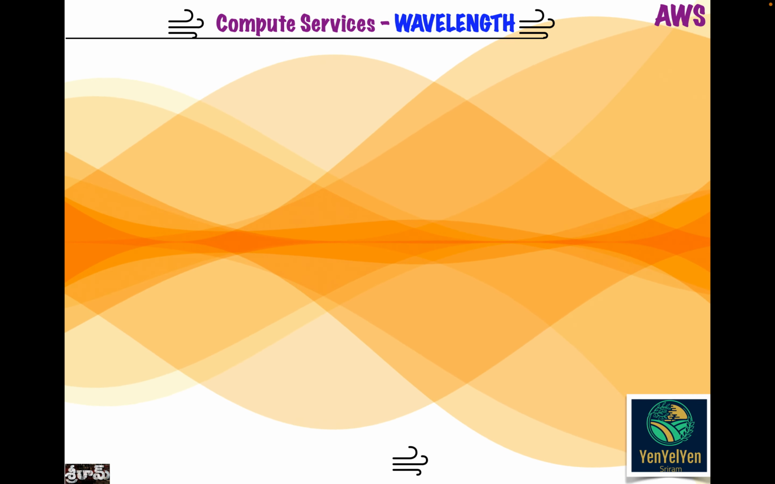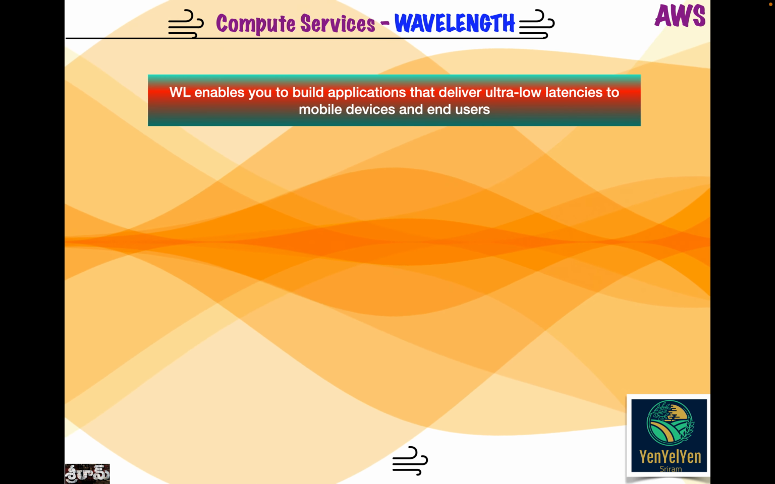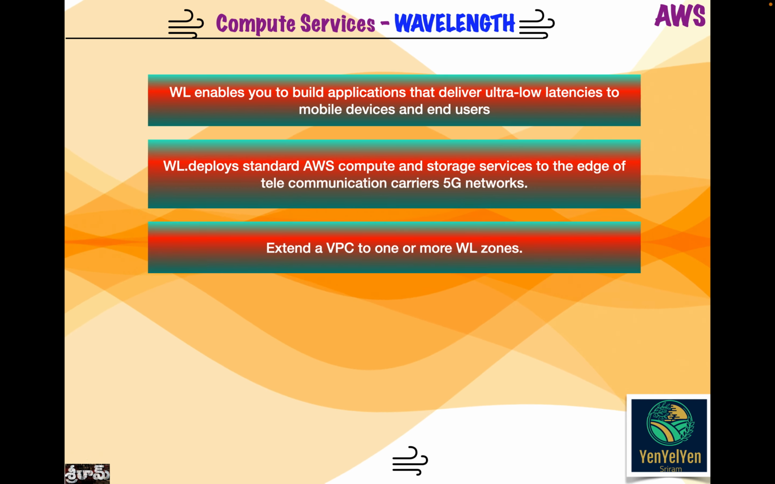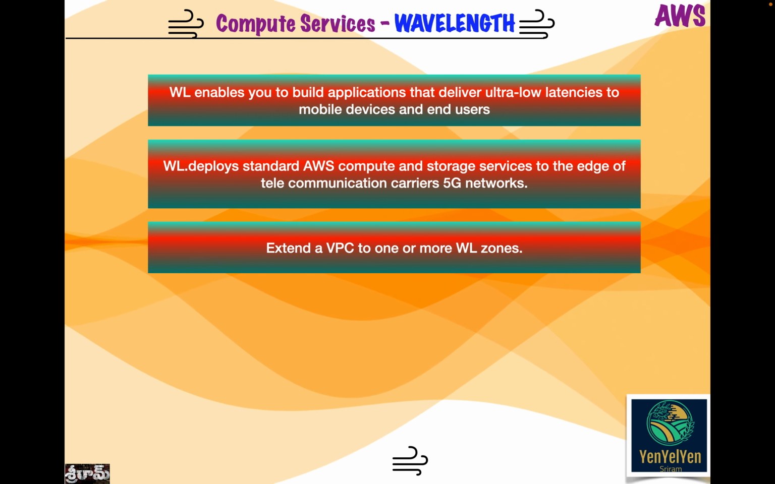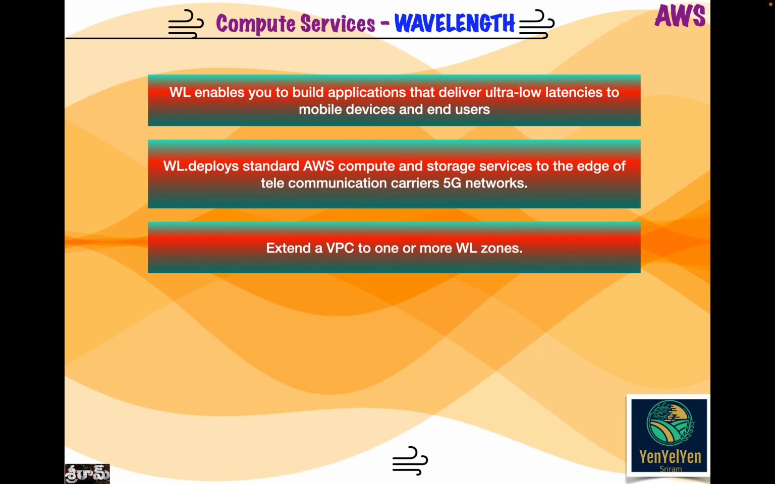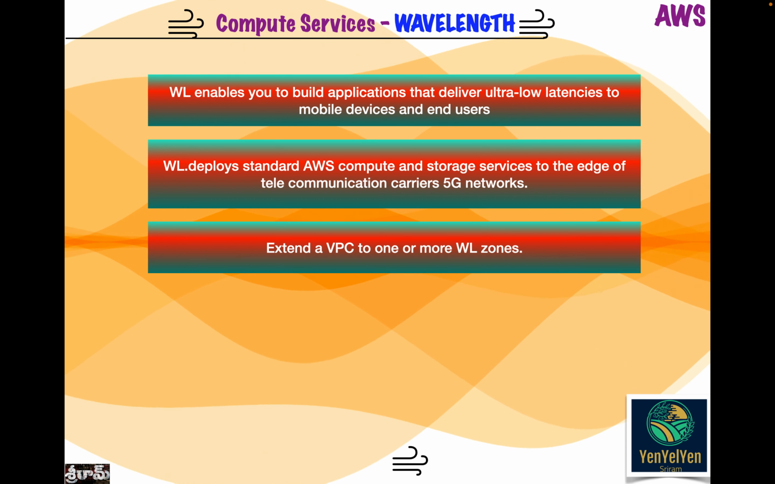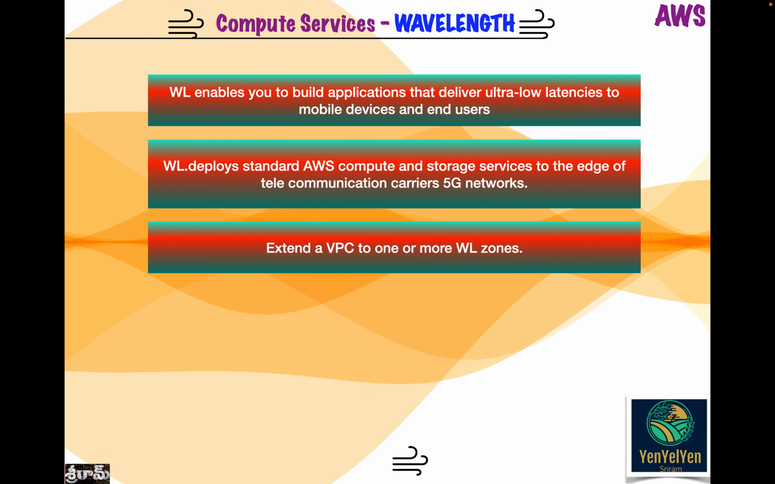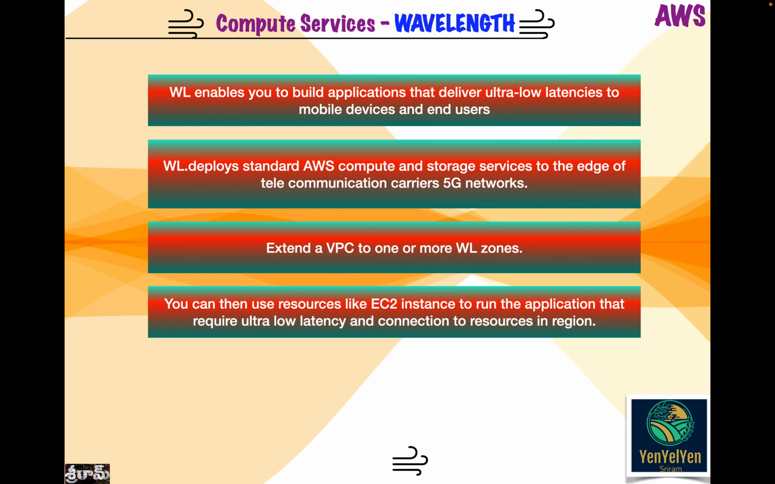Wavelength. Wavelength enables developers to build applications that deliver ultra-low latencies to mobile devices and end users. Wavelength deploys standard AWS compute and storage services to the edge of the telecommunication carriers' 5G networks. You can extend VPC to one or more Wavelength Zones. You can then use resources like EC2 instances to run the applications that require ultra-low latency and a connection to AWS services in the region.